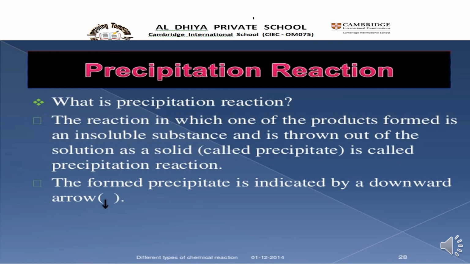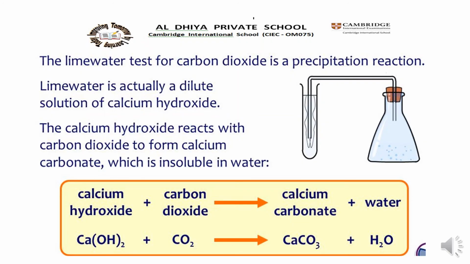Precipitation reaction. The reaction in which one of the products formed is an insoluble substance and is thrown out of the solution as a solid called precipitate is called precipitation reaction. We studied this experiment before. The lime water test for carbon dioxide is a precipitation reaction. Lime water is actually a dilute solution of calcium hydroxide. Lime water means calcium hydroxide.